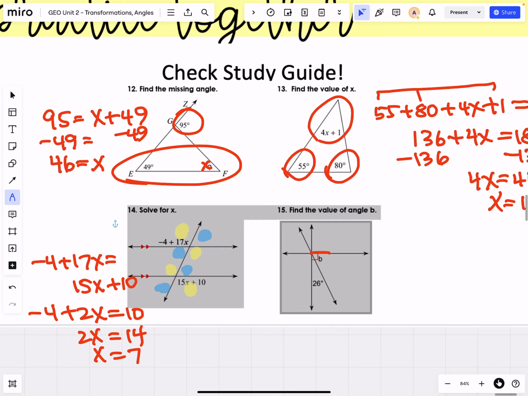Now notice that angle B is this piece of this angle, and together with 26 they make a right angle, so B plus 26 will equal 90. So subtract 26 from both sides, and you would end up with B is equal to 64, I believe. 64 and 26 is going to give us 90 degrees. So B is equal to 64.